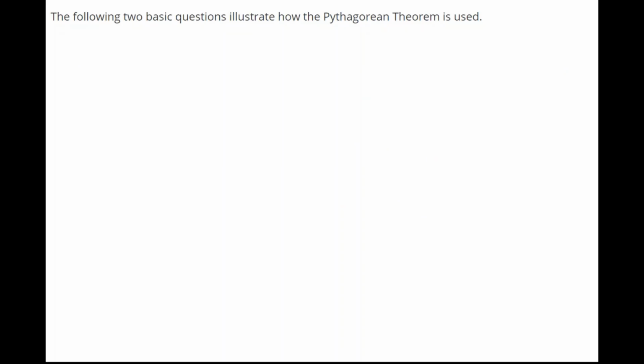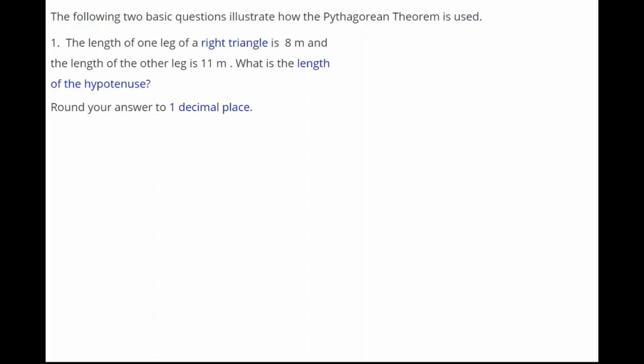Let's do 2 basic questions to illustrate how the Pythagorean theorem is used. Question 1. The length of one leg of a right triangle is 8 metres, and the length of the other leg is 11 metres. What is the length of the hypotenuse? Round your answer off to 1 decimal place.